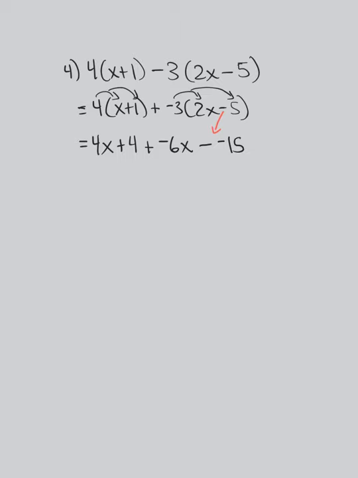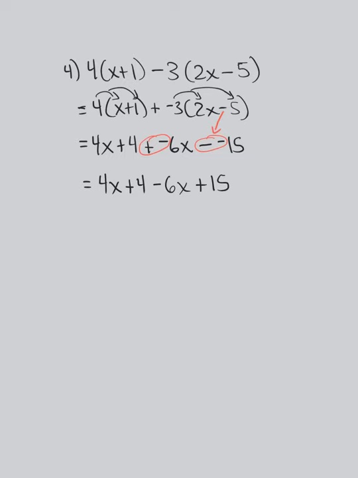So we're almost to collecting like terms, but we have some cleanup here. Notice that here I have a plus and a minus, and here I have a minus and a minus. So I want to clean those up. Oops, switch back to my pen here. So I have 4x plus 4 minus 6x plus 15.